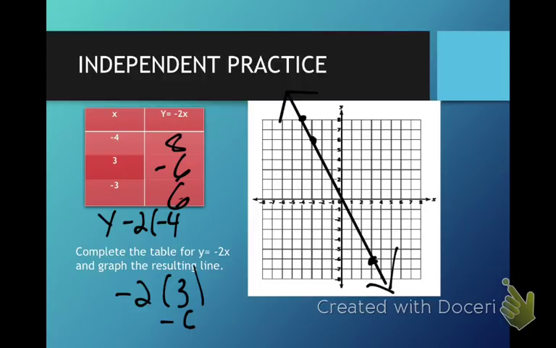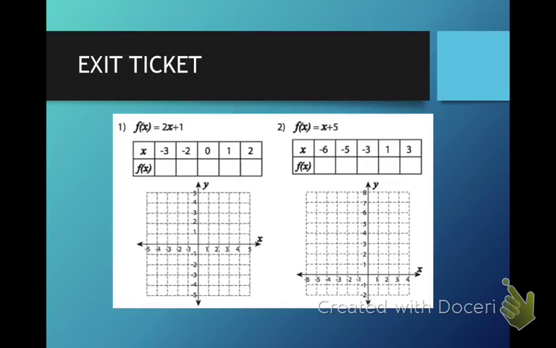All right. You guys got an exit ticket. This is your exit ticket. You need to do these 2. Now, you notice right here, before you get started, that this one says f of x. That means a function of x. All that means is y. Okay? F of x means y. So it's the same exact thing.